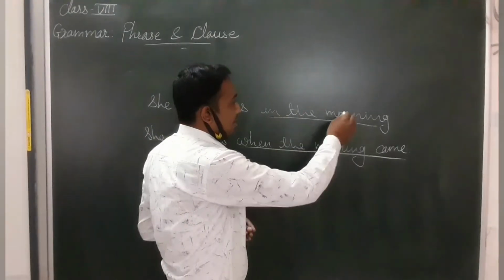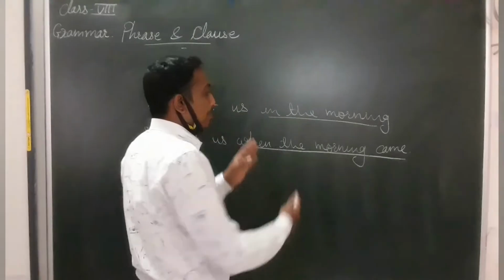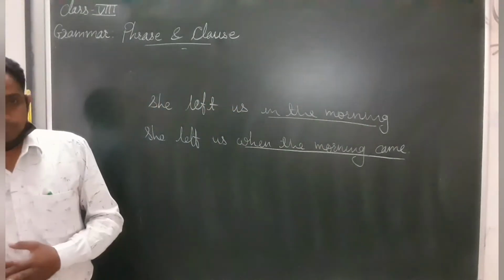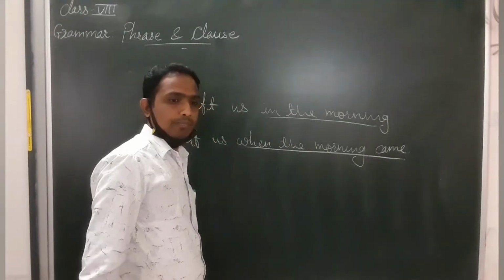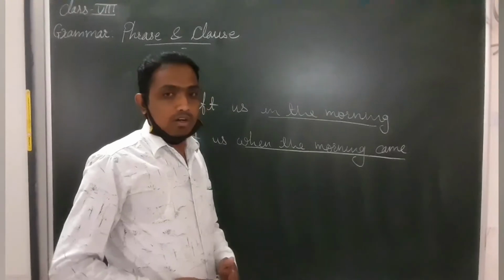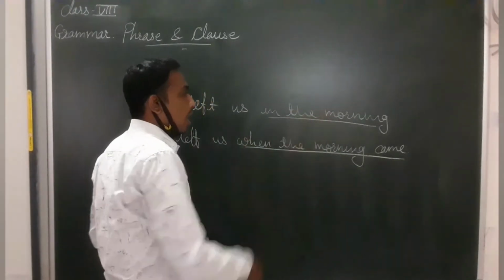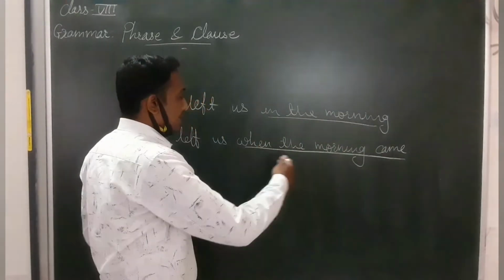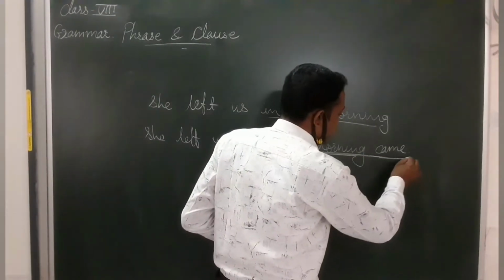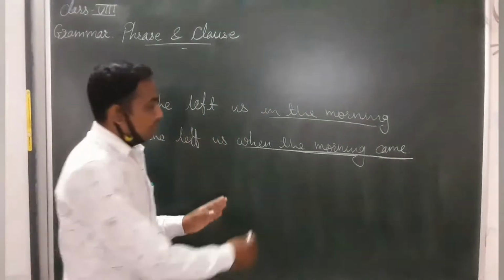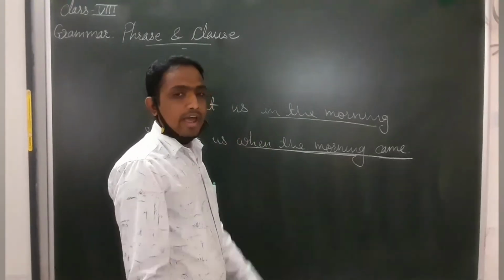In other words, in the morning, in this group of words, we cannot see any subject or predicate. In the morning, can you find any subject? No. So whenever a group of words has no subject and no predicate, we call it a phrase. But here, when the morning came, the morning is a subject and came is a verb. The morning is the subject, came is the predicate. So this group of words is known as a clause.